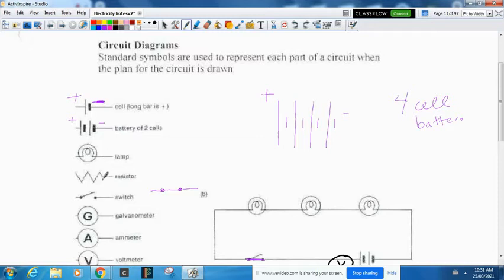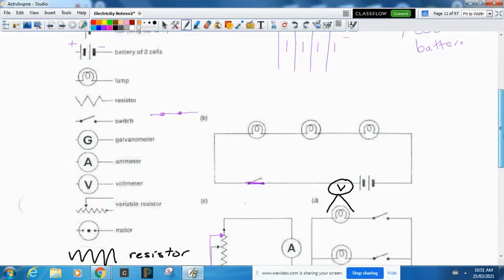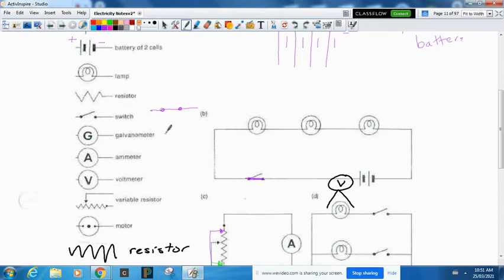There's a resistor. There's a switch in the open position. That is a switch in the closed position. Here's a galvanometer, used to measure weak current. Here's an ammeter, used to measure stronger current. Here, V is the voltmeter, and that's used to measure voltage. This down here is a resistor. This is a variable resistor, where you can slide a contact point and put either more or less resistance into it, kind of like the dimmer switch for the lights in your house. And that is the symbol for a motor.